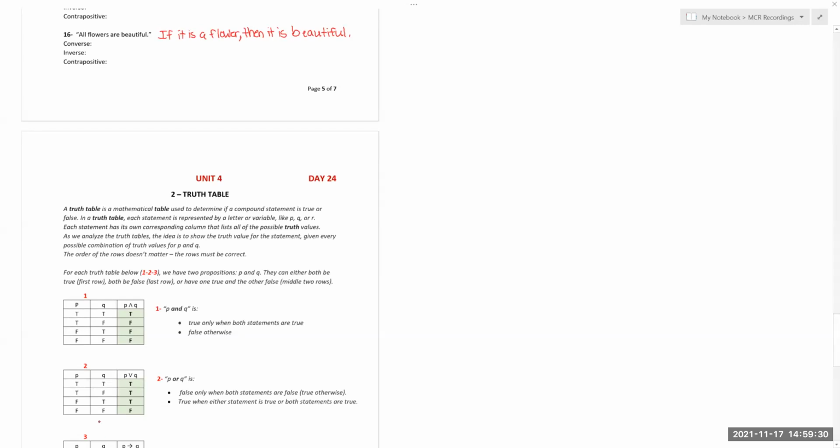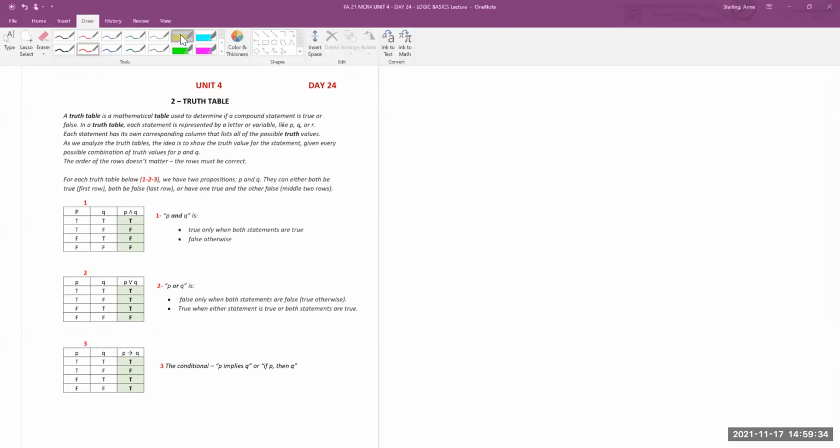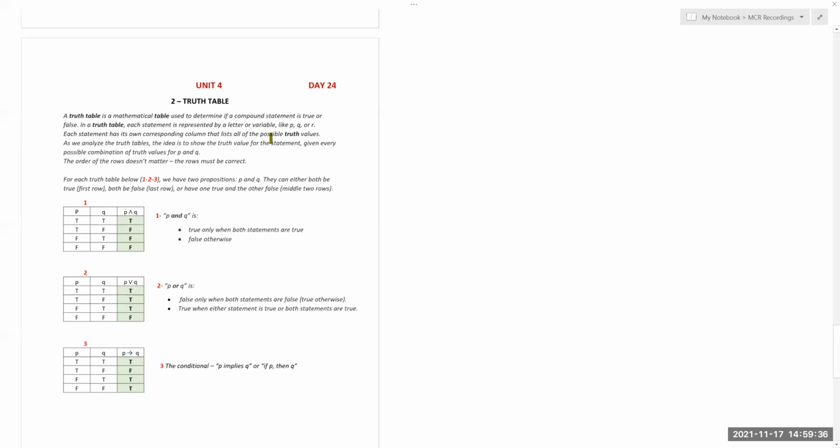This is part 2. So what truth tables are is they are mathematical tables that tell us the truth values for all possibilities for different statements. So to start, if I have 2 statements, P and Q, the possibilities are true, true, true, false, false, true, and false, false. I'm not figuring those out. Those are just the possibilities.